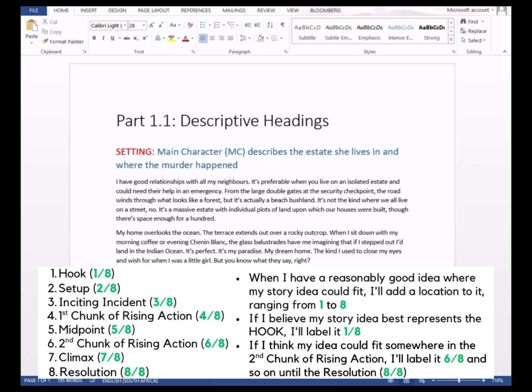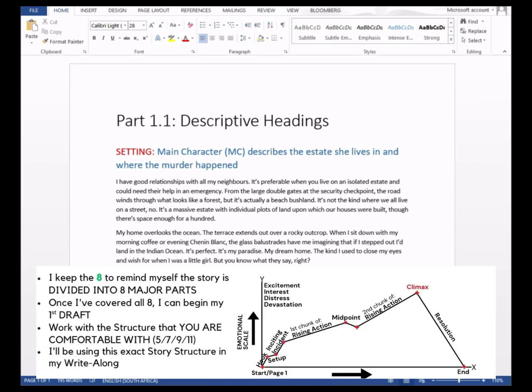So when I decide that I know where my story idea fits, I'll add a location to it ranging from 1 to 8. If I believe my story idea best represents the hook, I'll label it 1 out of 8. Or if I think it could fit somewhere in the second chunk of rising action, I'll label it 6 out of 8, where 8 represents the total number of parts in the basic story structure that I use. I keep the 8 to remind myself that my story is divided into 8 major parts. If the story structure you've always worked with is 5 or 7 or 9 or 11 parts, you can label it accordingly, whatever you're comfortable to work with. For me, it's 8, and I'll be using this exact 8-part story structure in my write-along series.